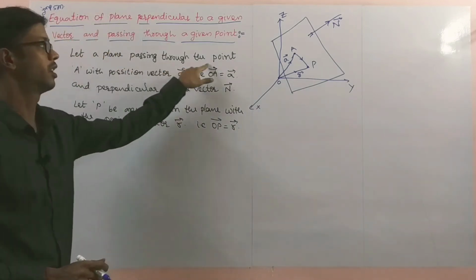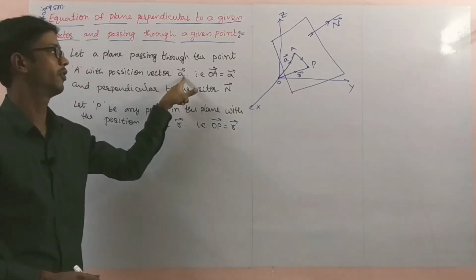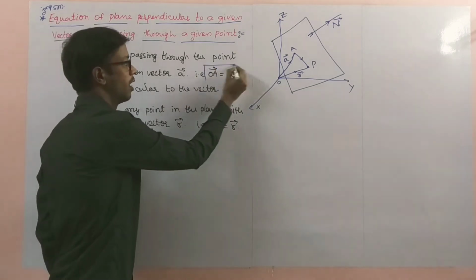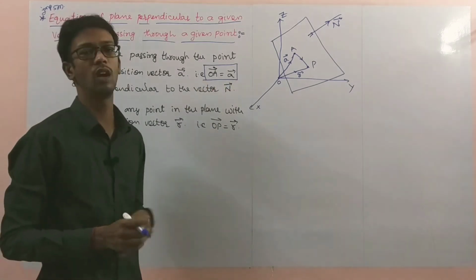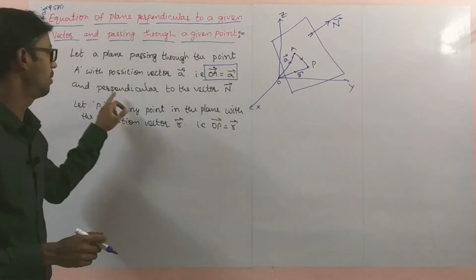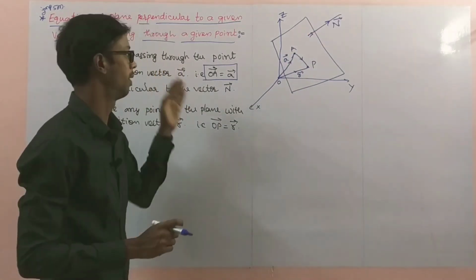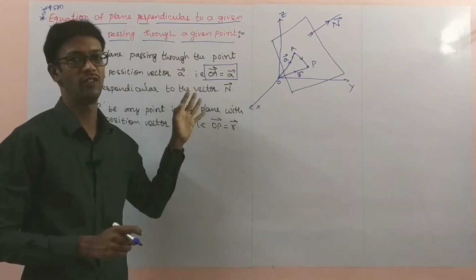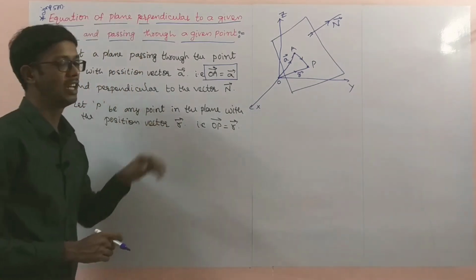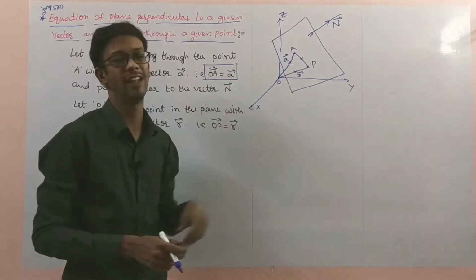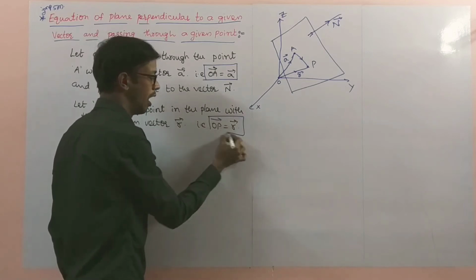Let a plane pass through the point A with the position vector A bar, that is OA bar equal to A bar. You can write in your own words also. And the plane is perpendicular to the vector N bar. Let P be any other point in the plane with the position vector R bar, OP bar equal to R bar.